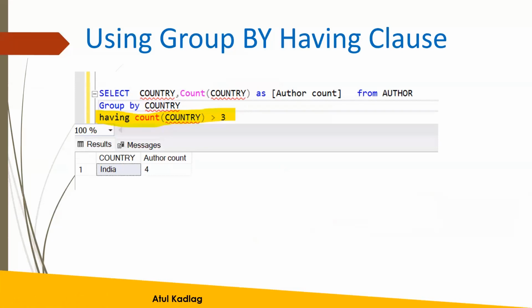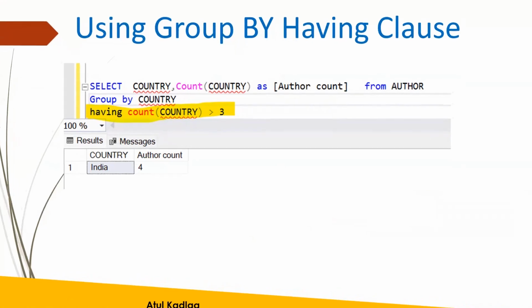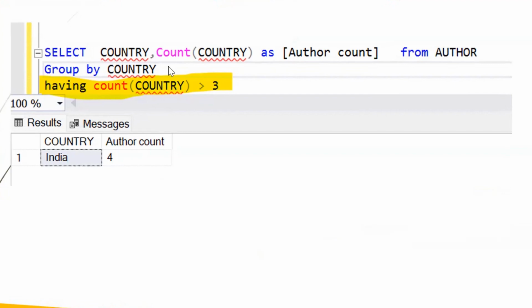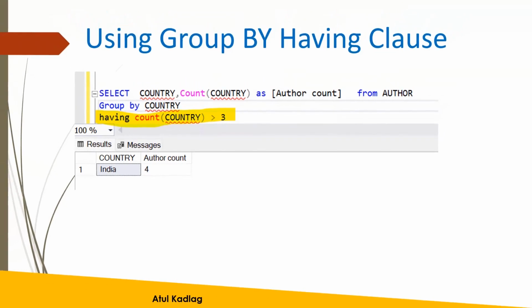There is another clause, the having clause, which comes along with group by like this. Suppose we are using this group by clause here. If we want to get only particular results, say results of countries having an author count of more than 3, then we can use the having clause. Having is the one condition which is used only with the group by clause. It is not used anywhere else. It is used to restrict the result sets with some specific condition along with the group by function.